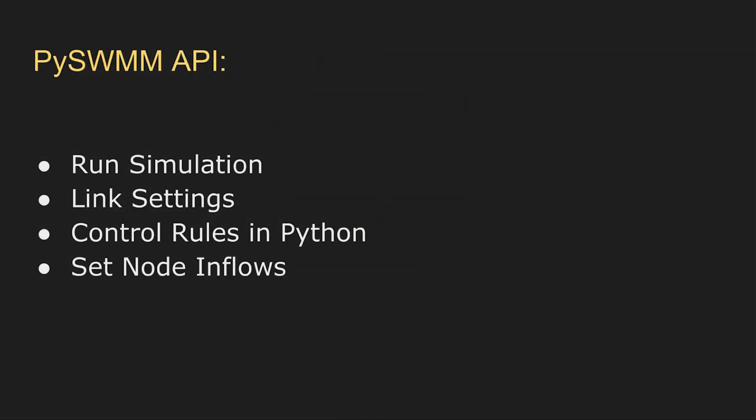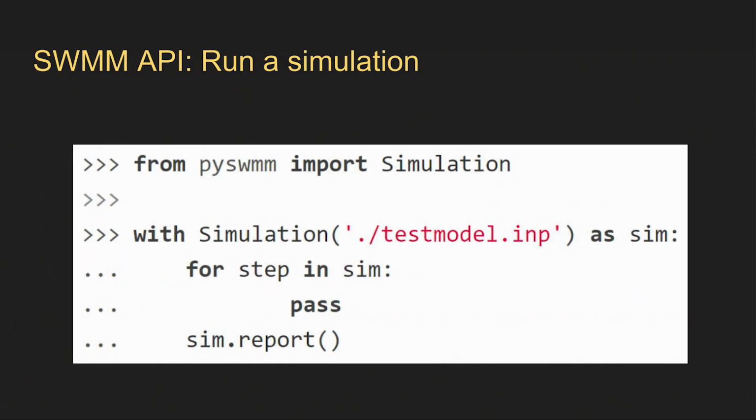So what does this PySWMM binding allow us to do? Well, we can run simulations. We can change the properties of the conduits to simulate, for instance, how they get clogged over time. We can make control rules in Python instead of a weird embedded language. We can change how different inflows of water enter the system at different stages of the simulation. So for instance, just to give you a brief example, we can use a context manager to start working with the simulation and iterate step by step to get a final report on a simulation.